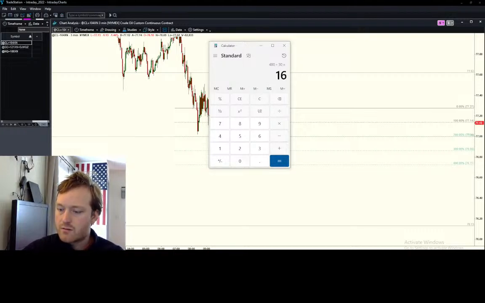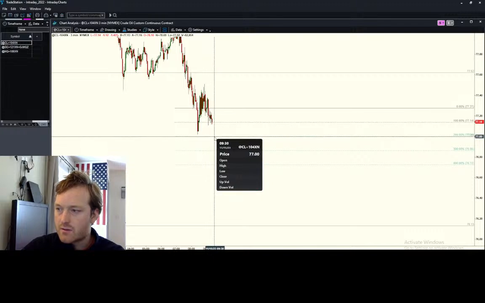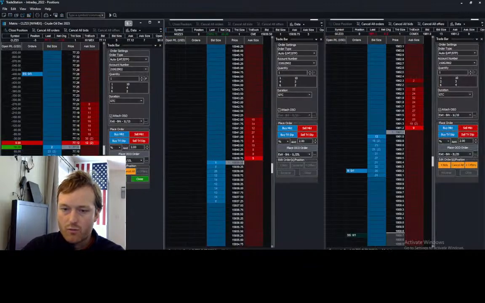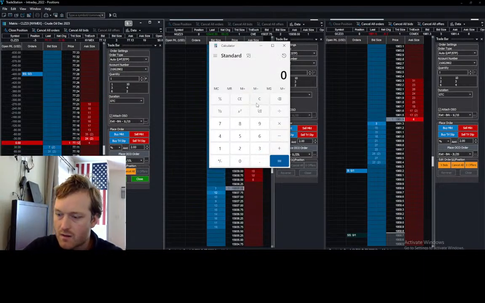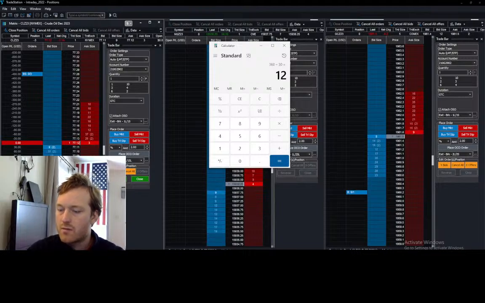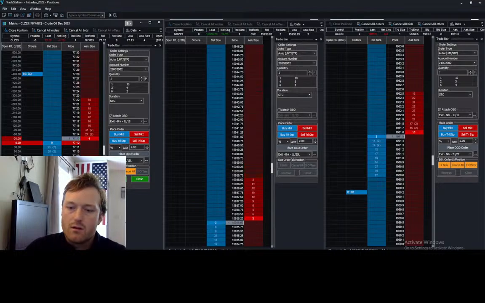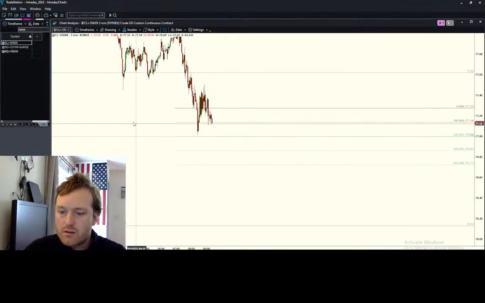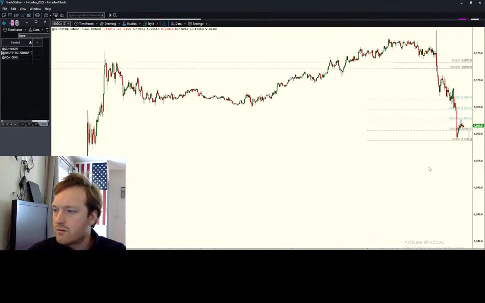16 risk. I'm risking 16 apples. My reward is possibility of 77, so my reward's not changing. It's still 360. 360 divided by 30 is 12 apples. My reward would be if it works. If it works, I'm short. So I'm short oil.